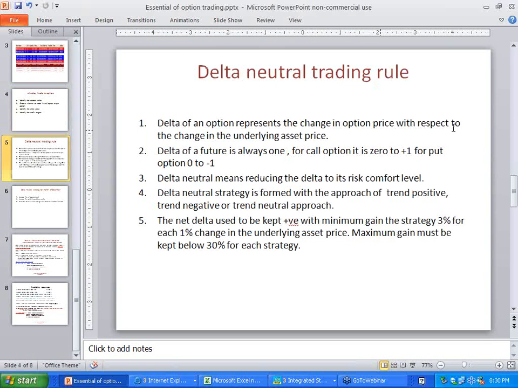Fine. I'll just go to the next part of our learning, which is delta neutral trading. Most of you will be knowing this trading strategy. Most of you would have heard about this thing. Yes, there was a delta neutral strategy.